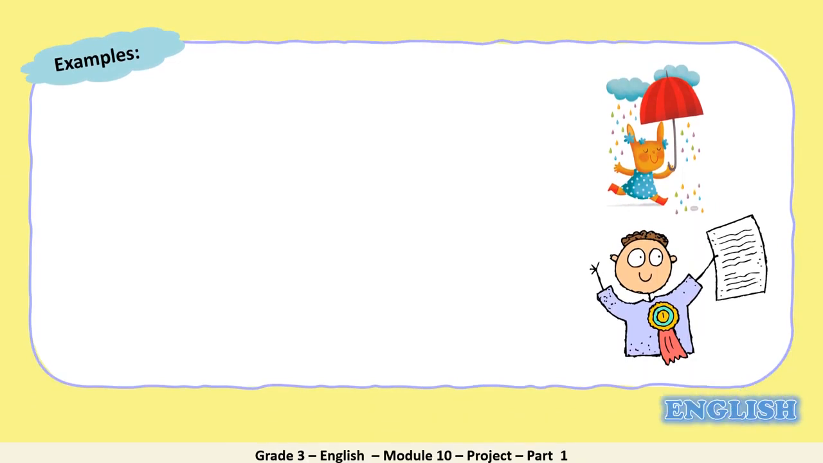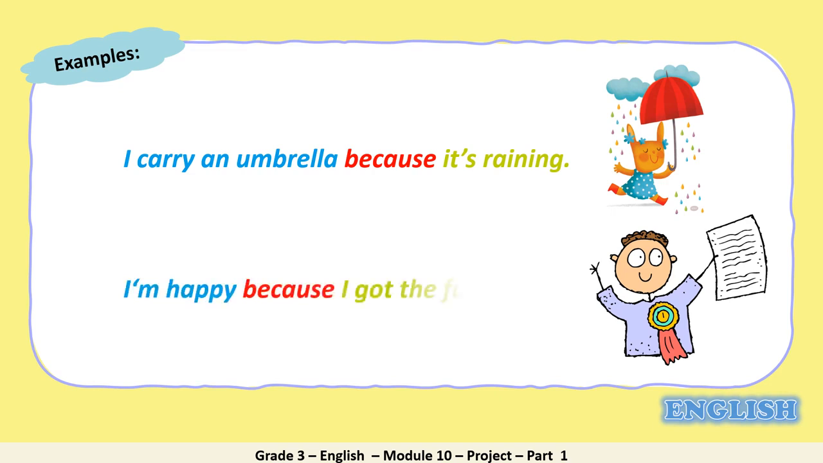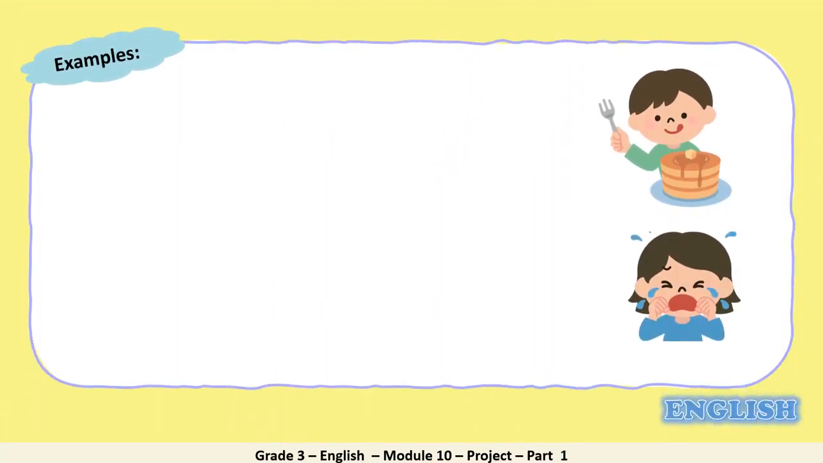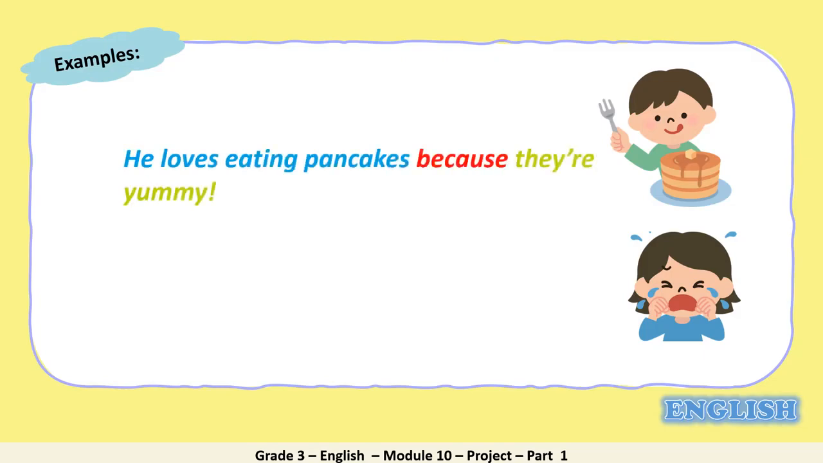Let's take a look at some examples. Take a look at the first picture. I carry an umbrella because it's raining. In the second picture, I'm happy because I got the full mark. Take a look at this boy. He loves eating pancakes. Why? Because they're yummy. And what about this sad girl right there? She's crying. Do you know why? She's crying because she broke her toy.